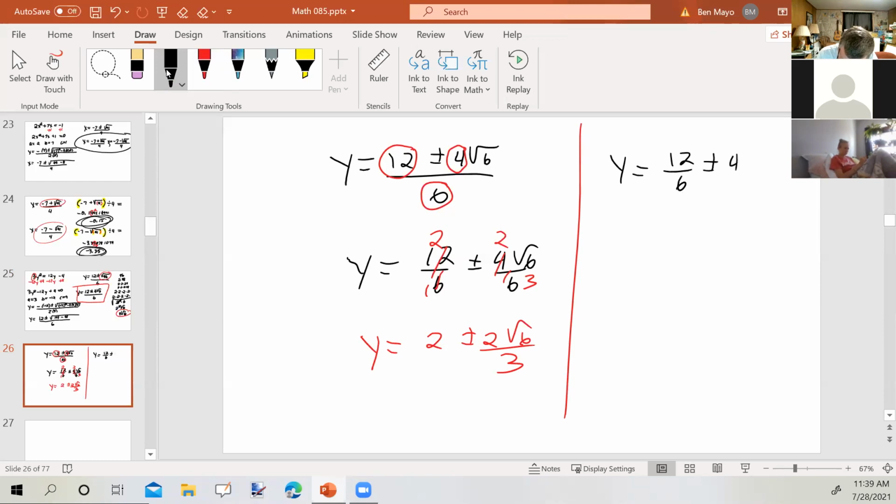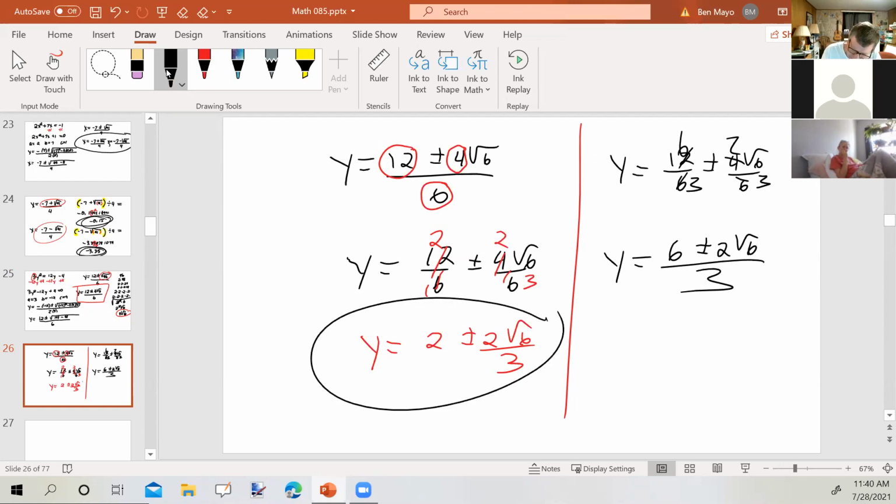Another way that math people will do is they'll say, well, I want to keep it as a single fraction eventually. I could reduce this down to 2/3. Oh, I could make this 6/3. Why would I want to do that? Because then I could write y equals 6 plus or minus 2 square roots of 6 all over 3.